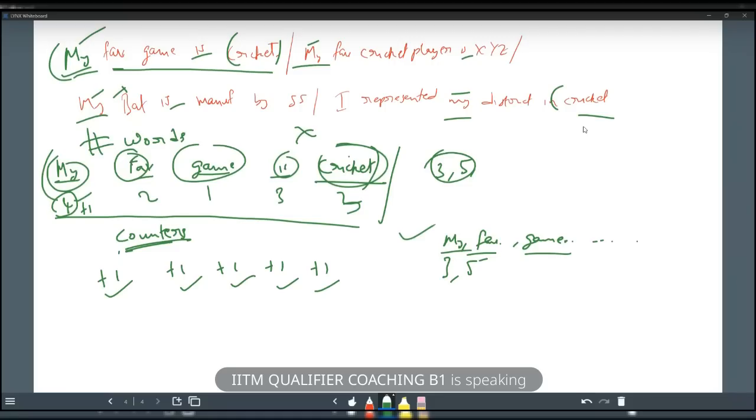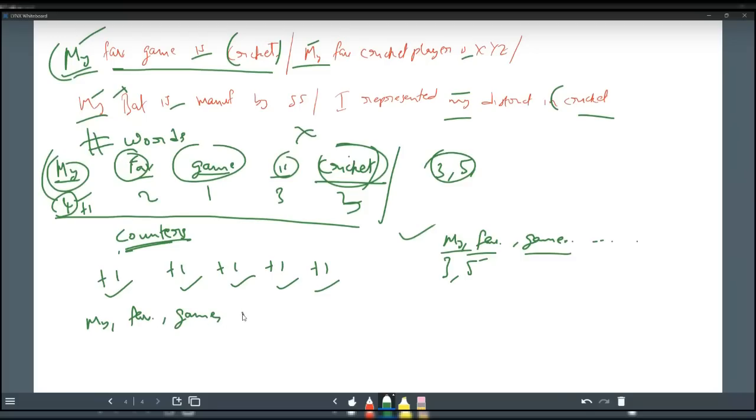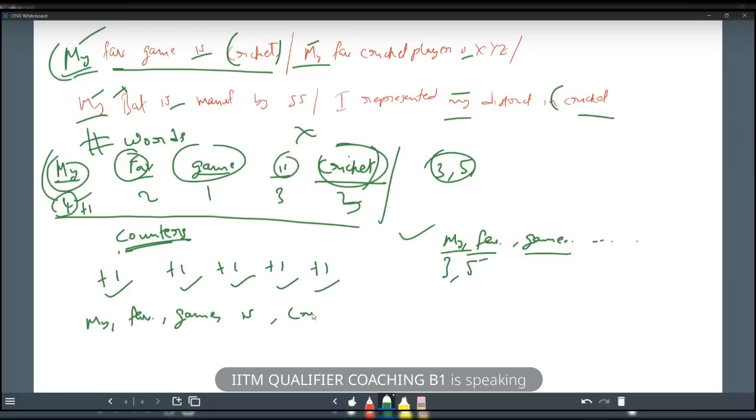And now, we got all of us the things like my, favorite, game, is, cricket. Let us go with this one. Let us take these 5 entities to be counters having values 4, 2, 1, 3, 3. Now we need to find out the maximum.